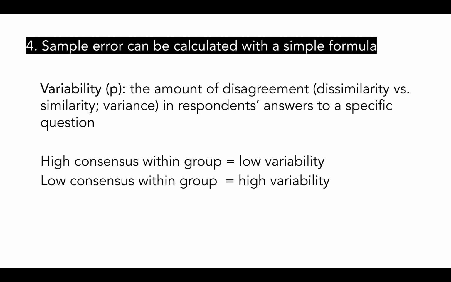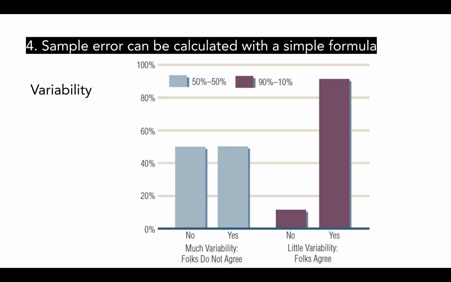Now, variability is expressed by the letter P, small letter P. And like I said in the previous example, if people are very much on the same page, as on the right side in this graph, then they agree, then there's little variability. So you might still have some people in the no camp, but you have a majority or an overwhelming majority in the yes camp. So people tend to be on the same page. So this is, for example, a split of 90 versus 10.